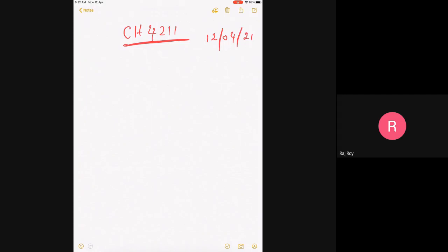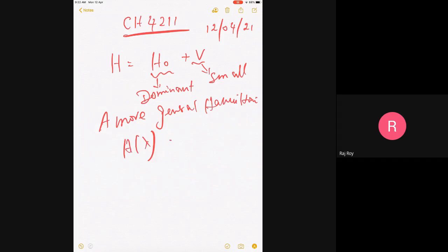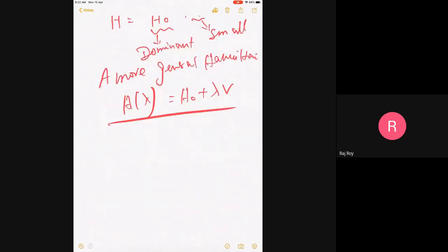So let me look at the salient points. I put H equal to H naught plus V. That is very important. And this is the dominant part, and this is small. Whatever it means, we can discuss a little bit later. A more general Hamiltonian for which we write down the perturbation expansion was H of lambda as H naught plus lambda V. That's a more general expression, the more general expression of the Hamiltonian for which we had fitted.